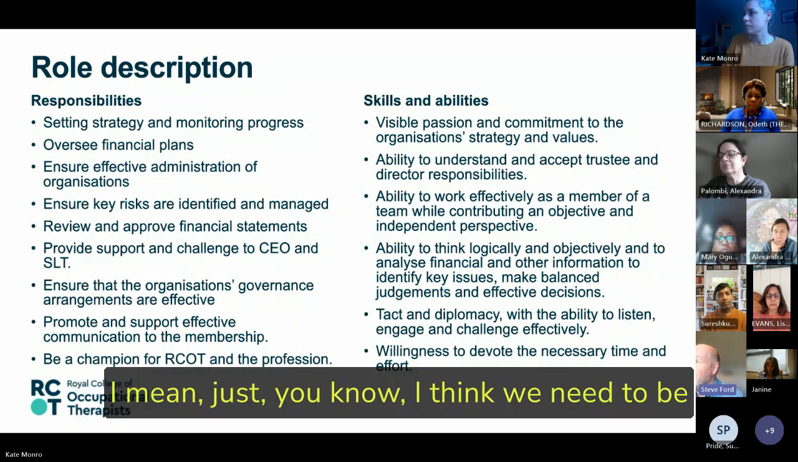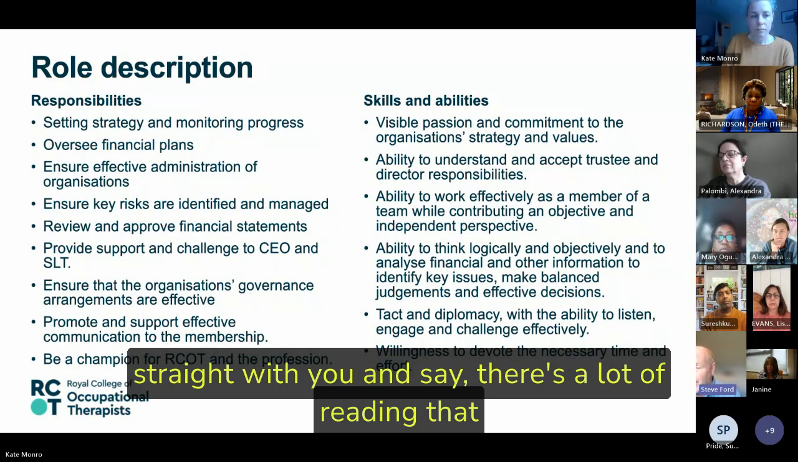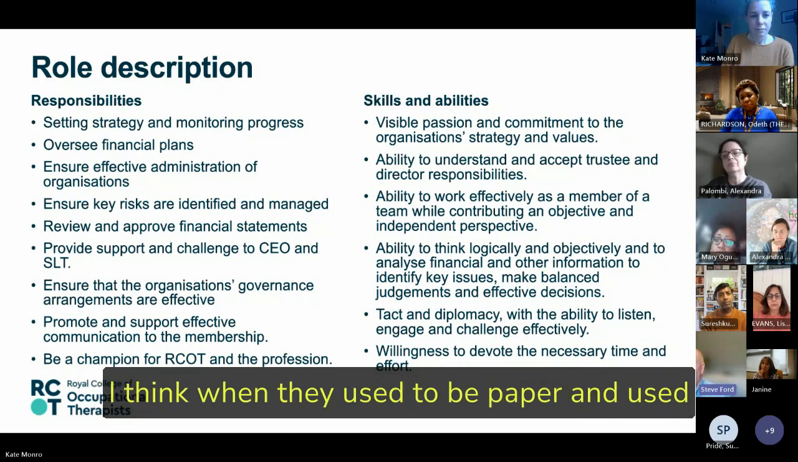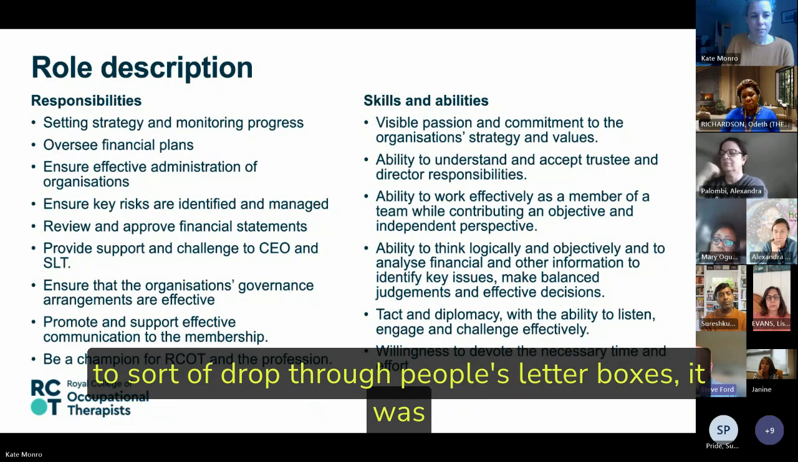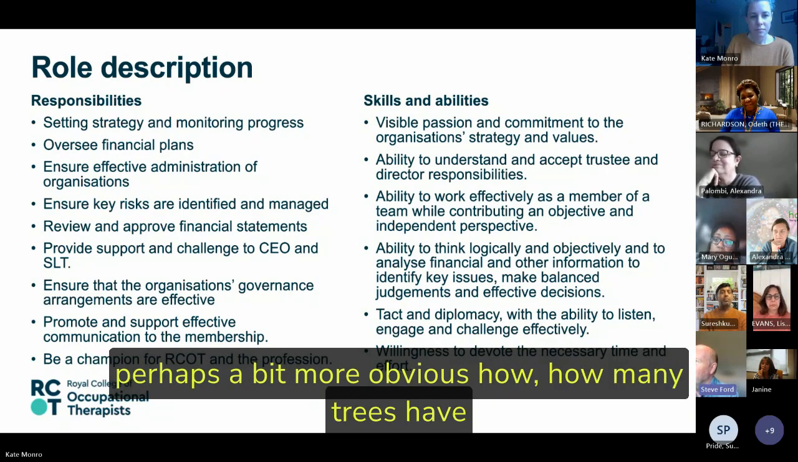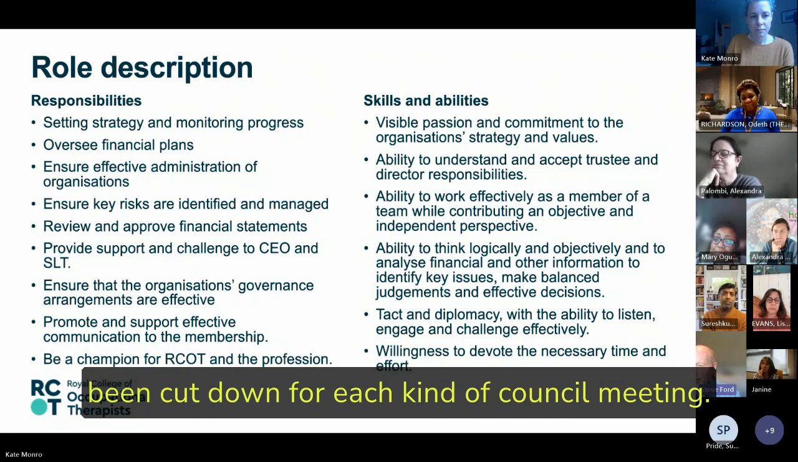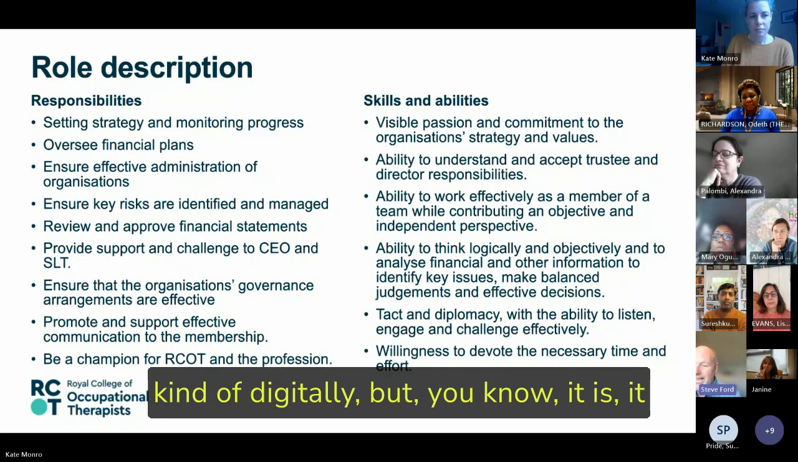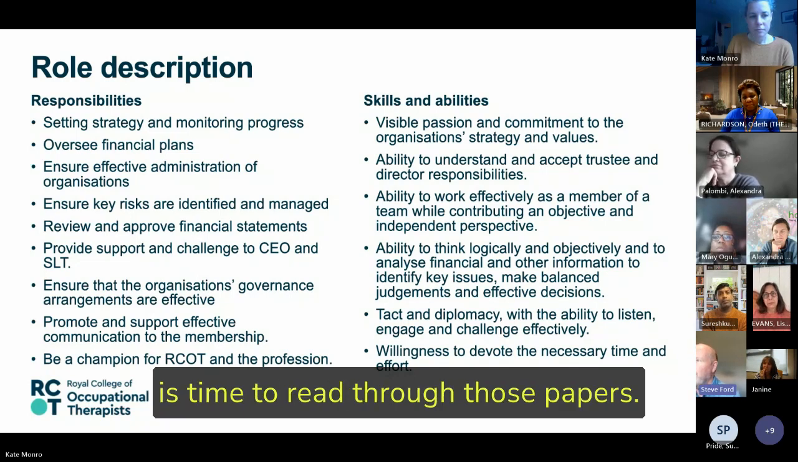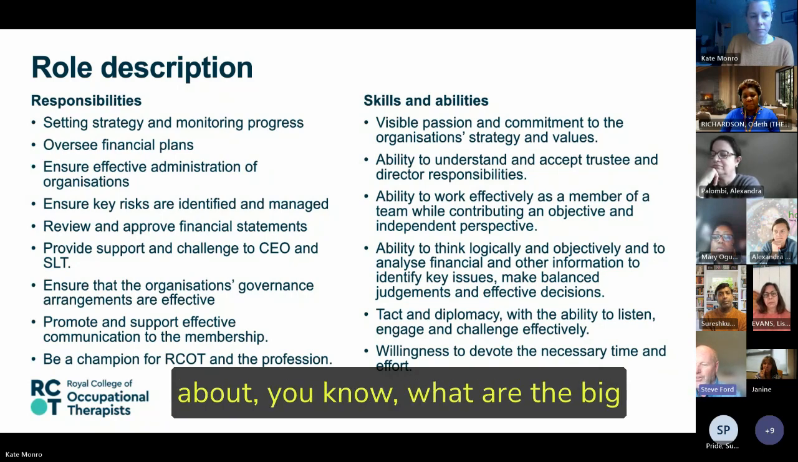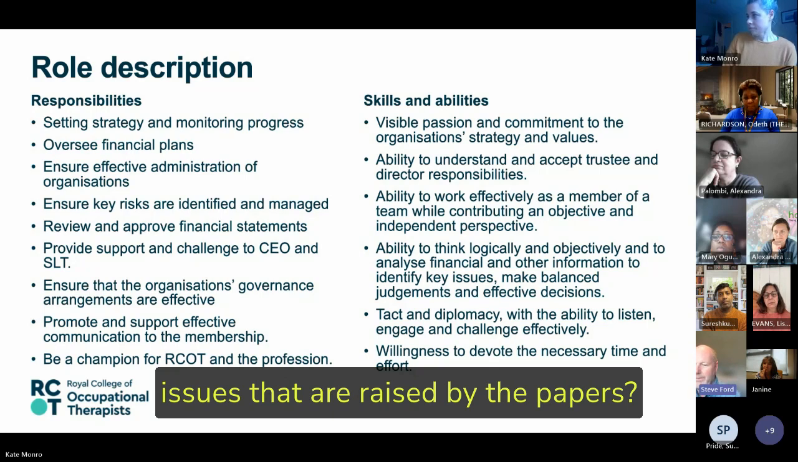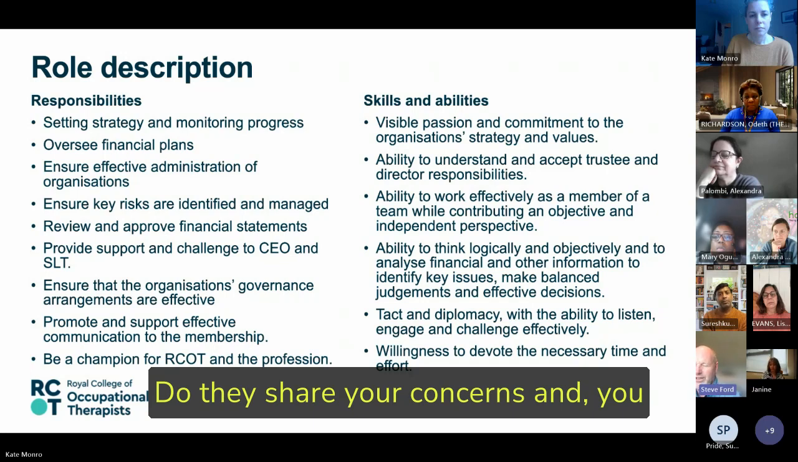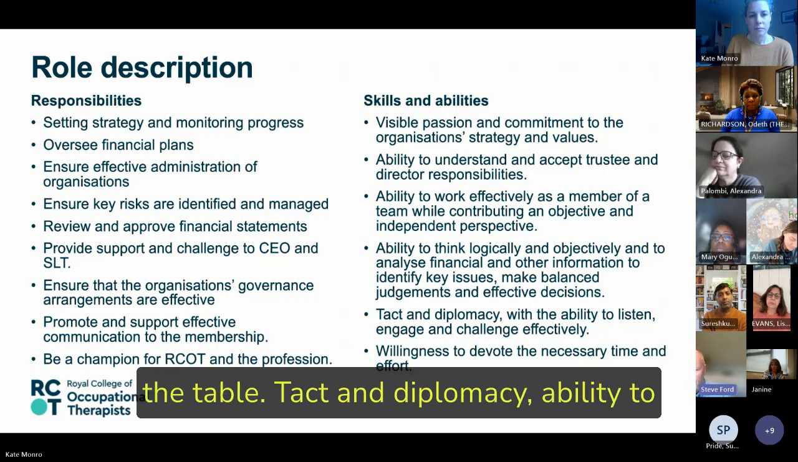I think we need to be straight with you and say there's a lot of reading that comes with this. Our papers are electronic now, so we're not quite sure how big the packs are. When they used to be paper and drop through people's letterboxes, it was perhaps a bit more obvious how many trees had been cut down for each council meeting. It's a bit harder to tell now that they're digital, but it is time to read through those papers. More importantly, think about what the big issues raised by the papers are. What are the concerns you have? How do your colleagues feel about that? Do they share your concerns? And bring those views to the table.